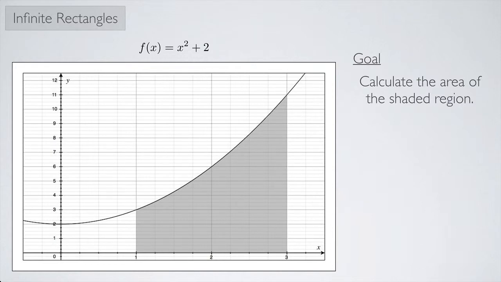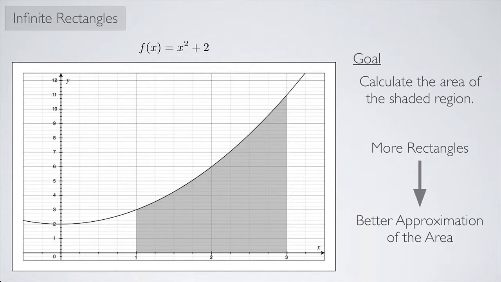And we had been approximating the area by looking at a bunch of rectangles. And remember that more rectangles was a better approximation of the area. Well, what if we had infinite rectangles? That should give us the exact area.